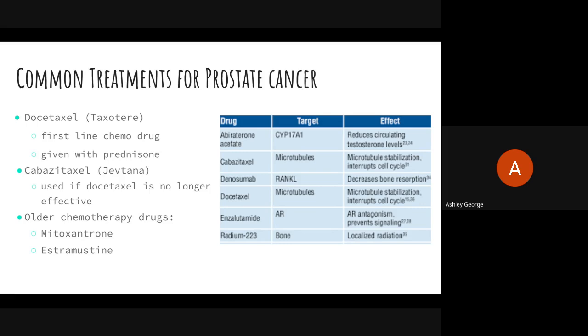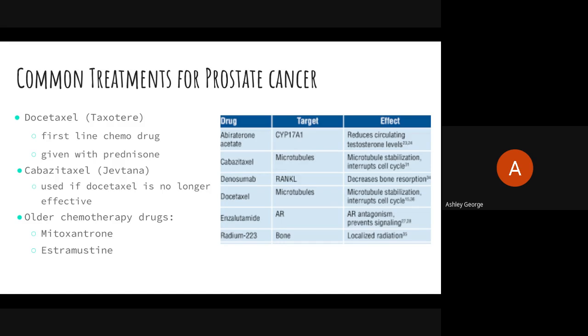Its target is RANKL, receptor activator of nuclear factor kappa B ligand. That's a protein that plays a role in the formation and activation of those osteoclasts. It binds to RANK, which is the receptor activator of nuclear factor kappa B, a receptor on the osteoclast, and that stimulates the bone resorption, or the process of bone loss.